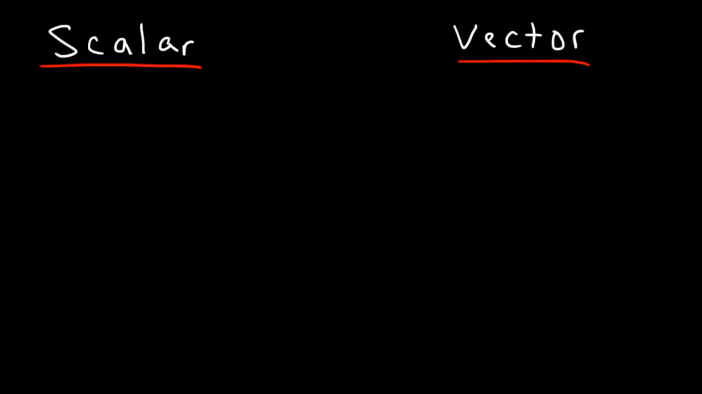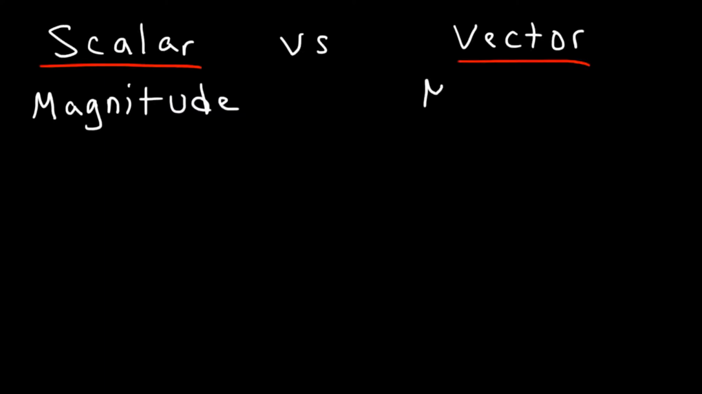In this video, we're going to talk about the difference between a scalar quantity and also a vector quantity. So when you think of these words, what comes to mind? What is the difference between these two terms? A scalar quantity is something that has magnitude only, but a vector quantity has both magnitude and direction.